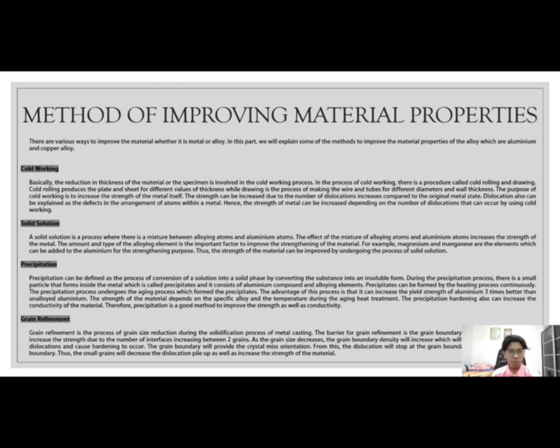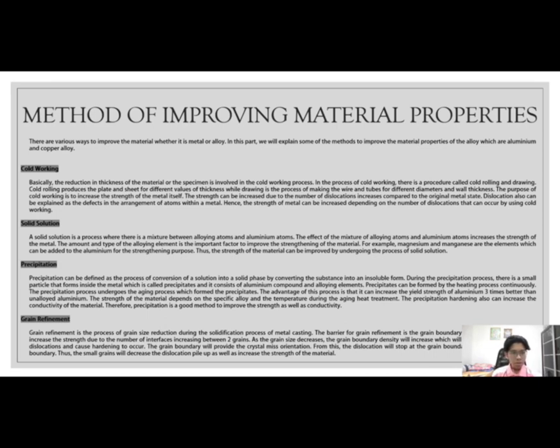Next is the solid solution. A solid solution is a process where there is a mixture between alloying atoms and aluminum atoms. The effect of the mixture of alloying atoms and aluminum atoms increases the strength of the metal. The amount and type of the alloying element is the important factor to improve the strengthening of the material. For example, magnesium and manganese are elements which can be added to the aluminum for strengthening purposes. Thus, the strength of the material can be improved by undergoing the process of solid solution.